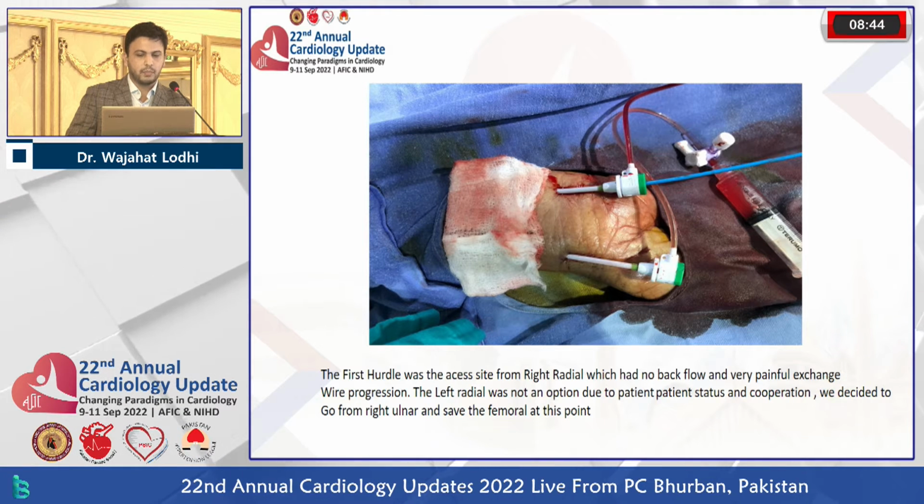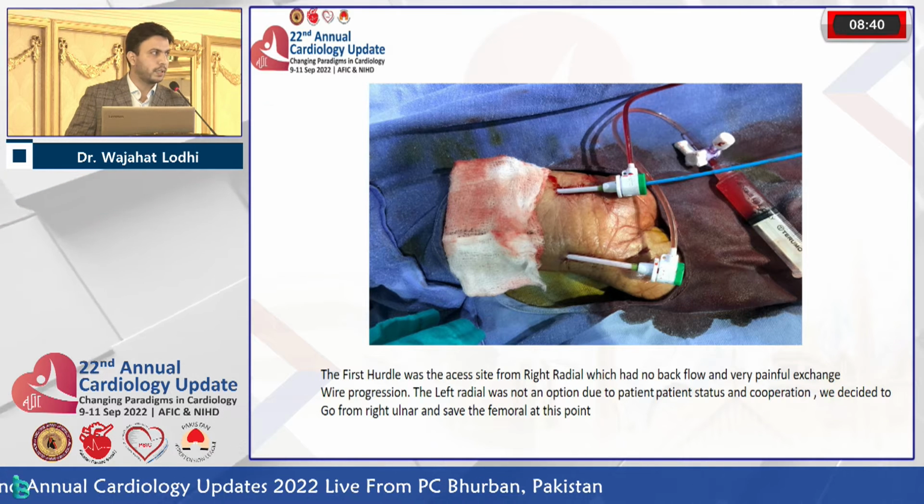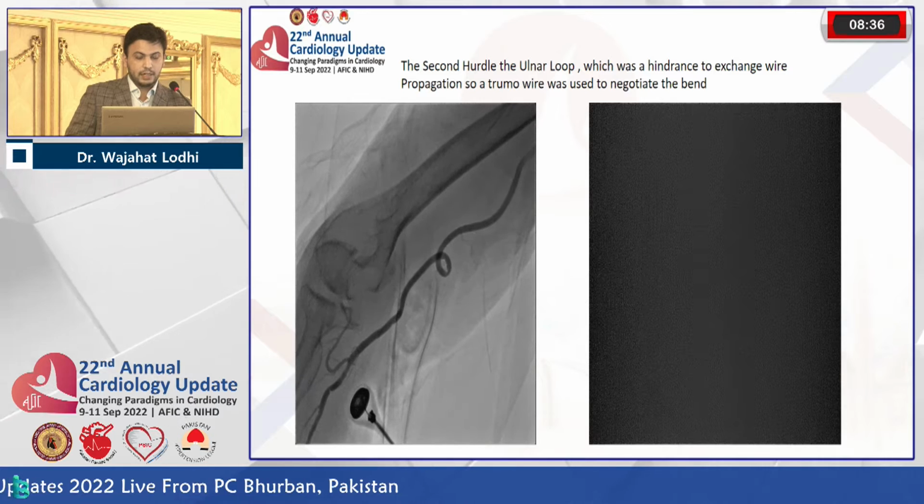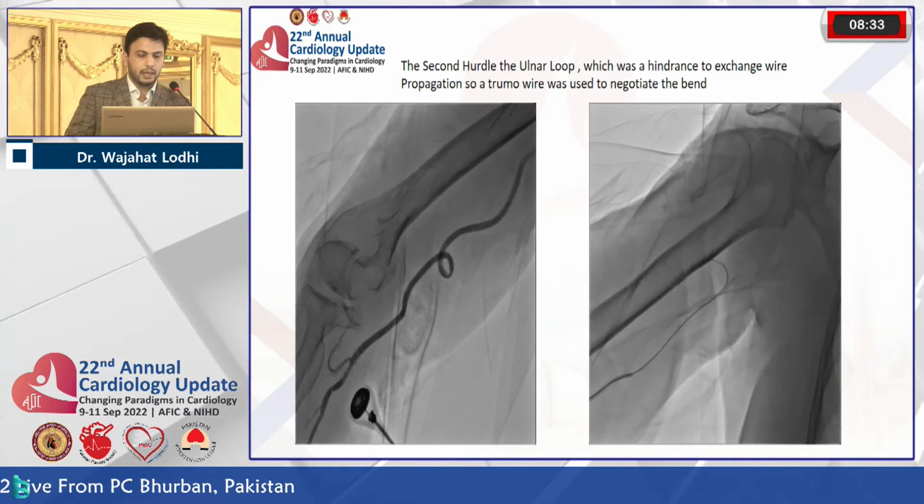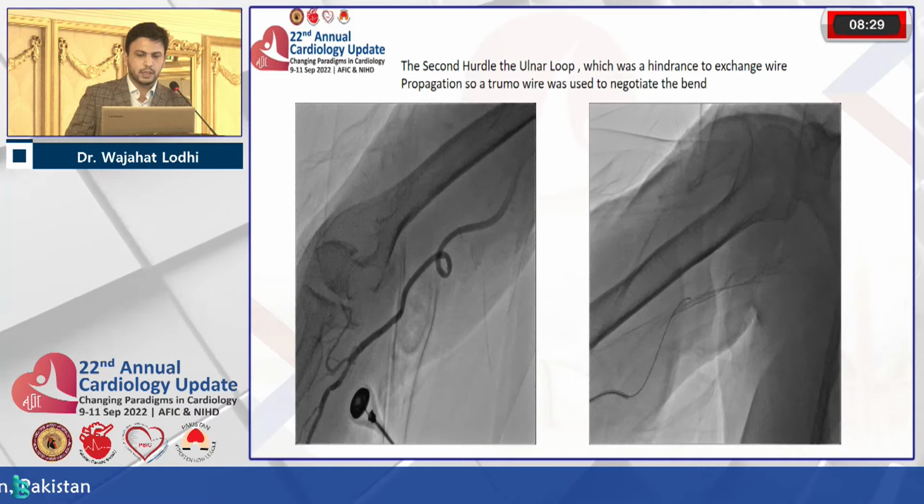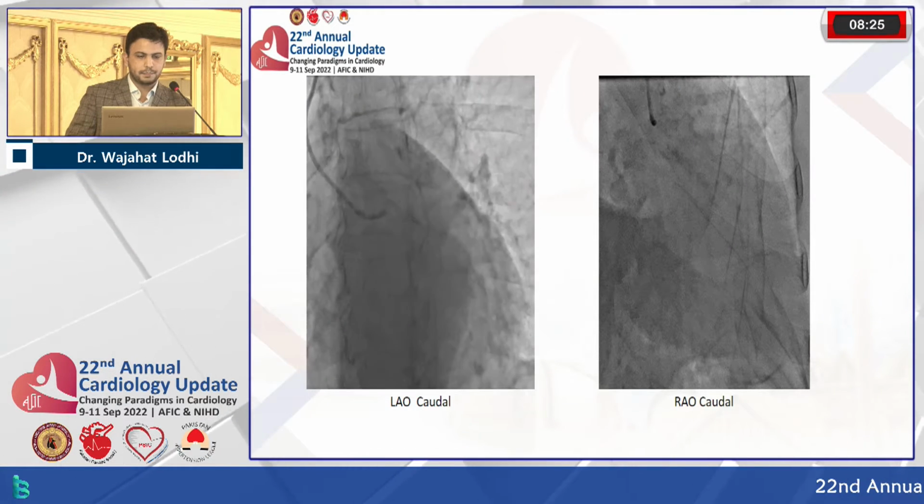We wanted to preserve the femoral, and the left radial ulnar approach was not feasible because the patient was very irritable. We could not access that. This is the second hurdle from the ulnar. We ended up encountering an ulnar loop for which a Terumo wire was taken, and we tried to straighten the bend and then progress with the angiogram.